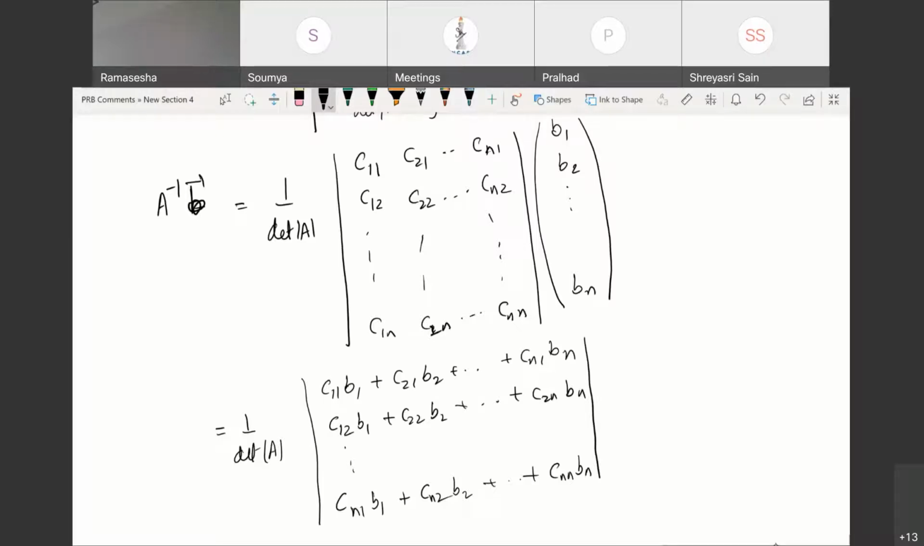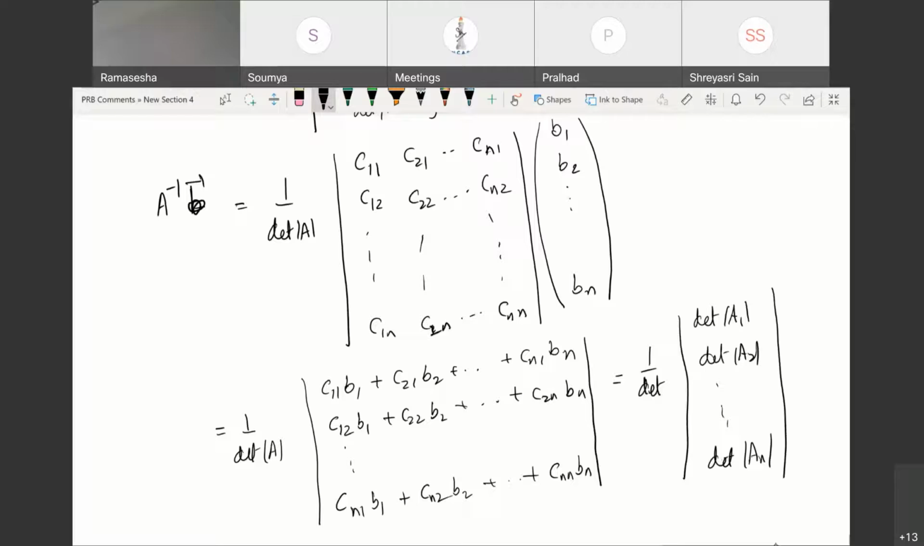Okay, this is equal to 1 upon determinant A times the column of these sums. You follow?